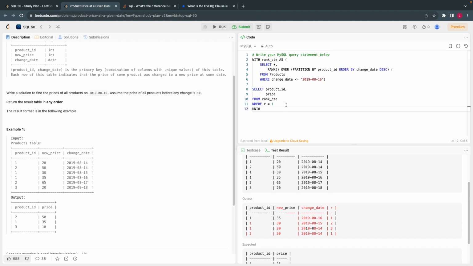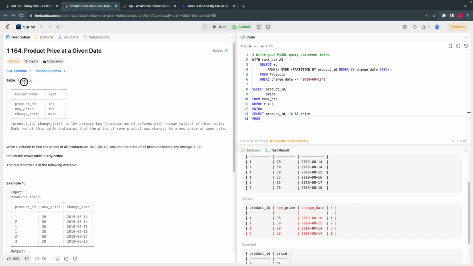Now I have to select the products which are before this, right? For product 3, the value is changed. However, we need the product price before this date, right? On this date, the value for product 3 was changed on the 18th, but on this day, the price is 10. So what I have to do is just union select. I'll simply select product ID and 10 as price from the product table.